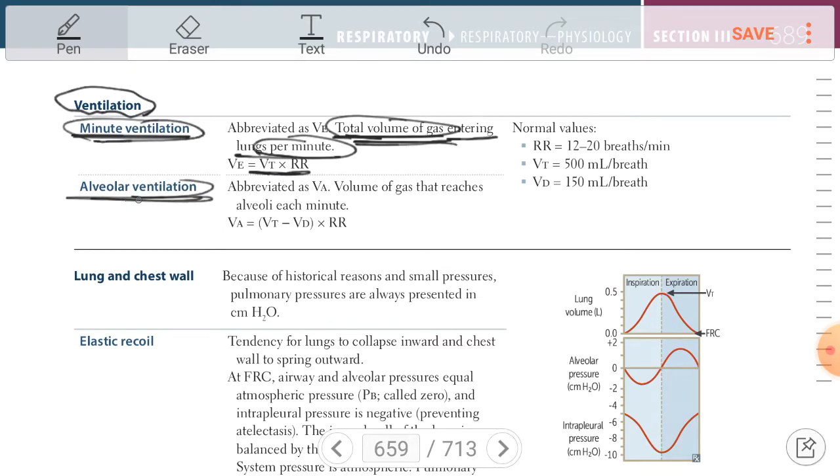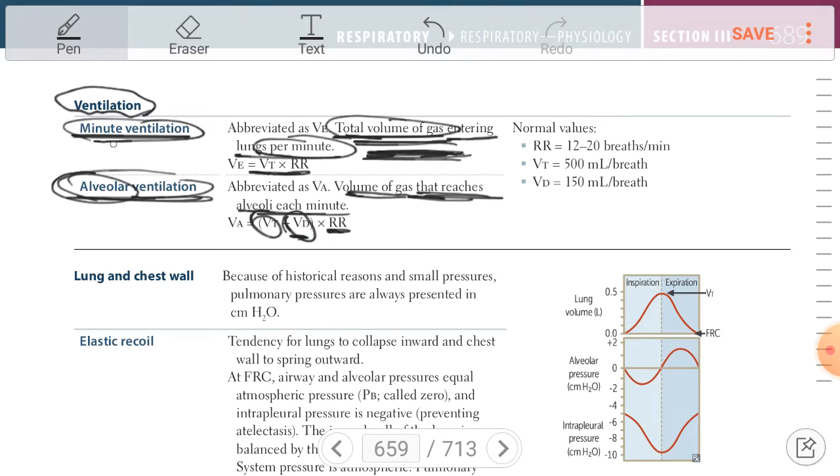What is meant by alveolar ventilation? This is the volume of gas from this total volume that reaches the alveoli. So it's called alveolar. So you must exclude what? The physiologic dead space. So the tidal volume minus the physiologic dead space, which equals anatomic dead space plus alveolar dead space, multiplied by respiratory rate.